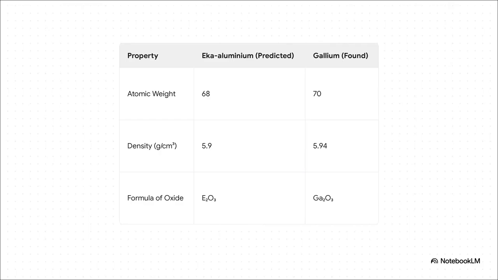And would you believe it? Here is the ultimate proof. He predicted an element he called Eka aluminum. He described its atomic weight, its density, even the chemical formula of its oxide. Years later, an element called gallium was discovered, and its properties were an almost perfect match. I mean, look at that. Astonishingly accurate. That one success made him and his table world famous.